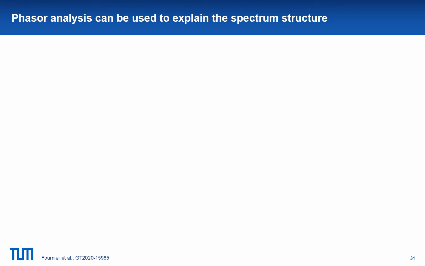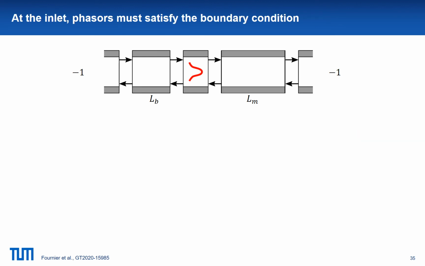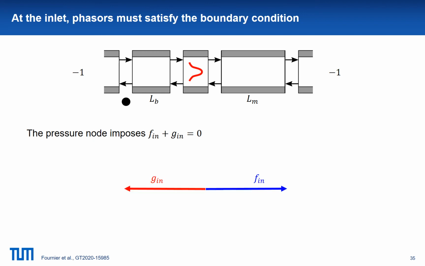The phasor analysis can be used to explain the spectrum structure. We consider the equivalent Rijke tube of a mode of low azimuthal order, which means that we have a rather large Lm equivalent duct. We need one more hypothesis, which is that we have a marginally stable mode, which allows for phasors of fixed length. At the inlet, the phasors must satisfy the boundary condition. Since we have a pressure node that imposes F plus G equals 0, we therefore have the vectors pointing in opposite directions.